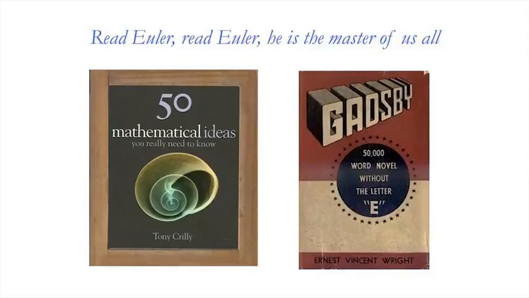And I'll finish with, I think, an amusing observation that Tony Crilly makes about e in his book, 50 Mathematical Ideas You Really Need to Know. He tells us about the book on the right, a novel, Gadsby, of 50,000 words, written without using the letter e. One wonders why, sort of. As Tony notes, I think this is nice, it is hard to imagine a mathematician setting out to write an e-less book, textbook, or being able to do so.